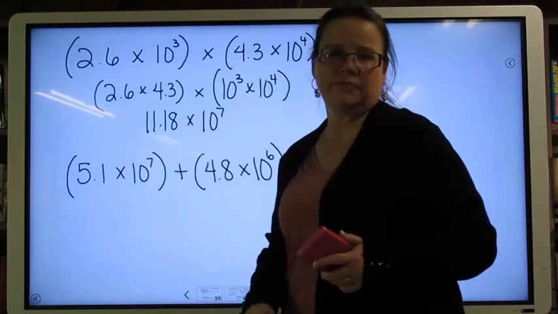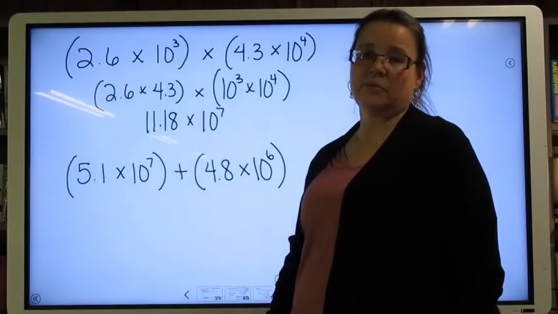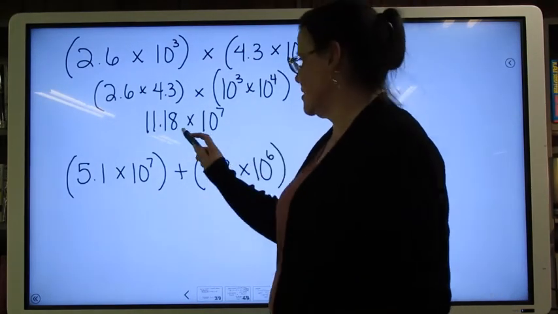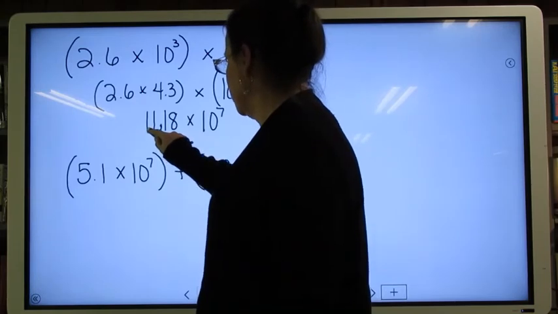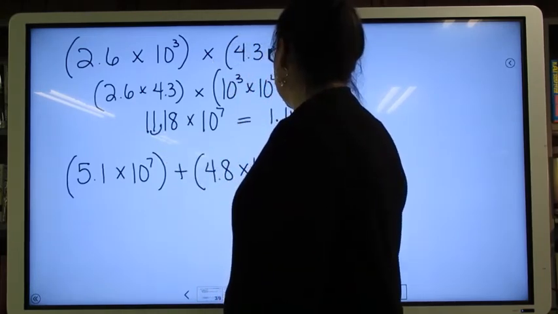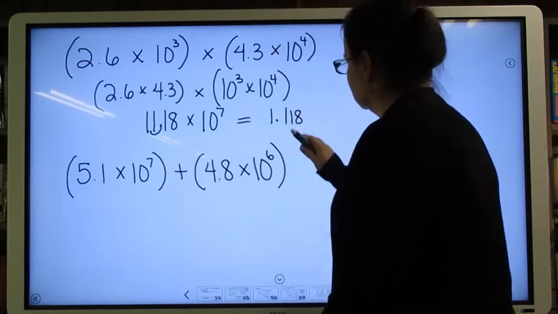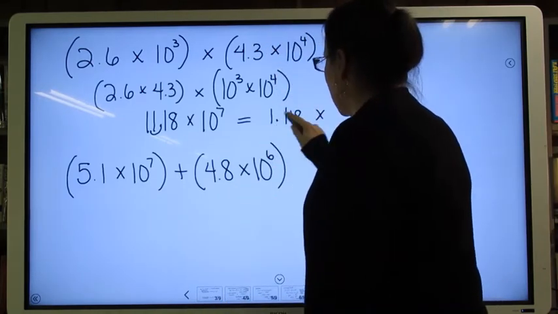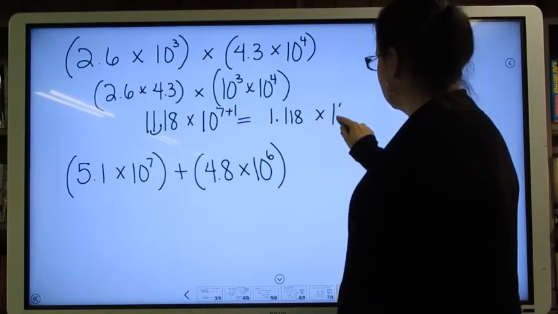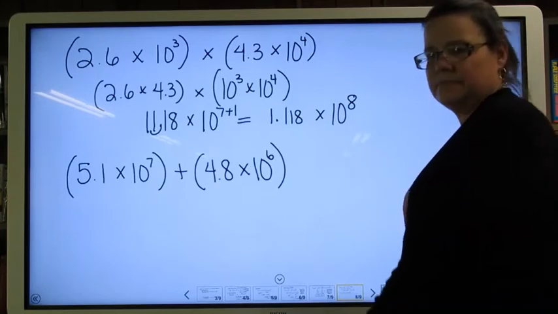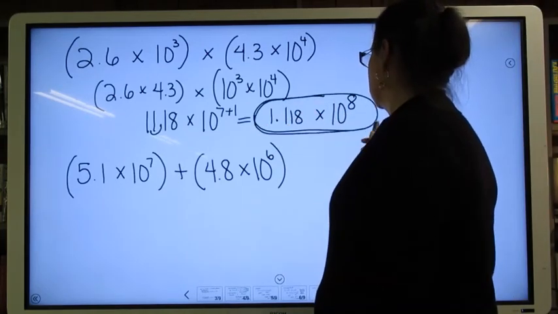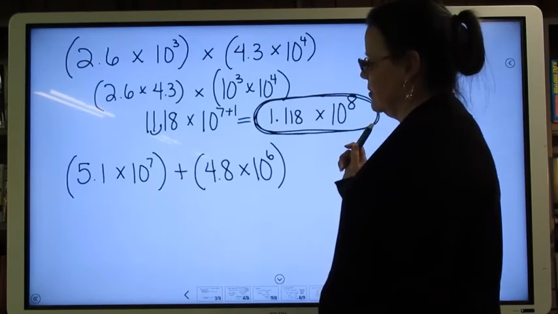Now what do you know? That's 11.18. What are you going to do? Change it to 1 and 118 thousandths. You have to move this over 1. You're going to rewrite it as 1.118, times 10, and then add that 1 that you moved to that 7, and now it's going to be 10 to the 8th. And that would be your final answer for that one.